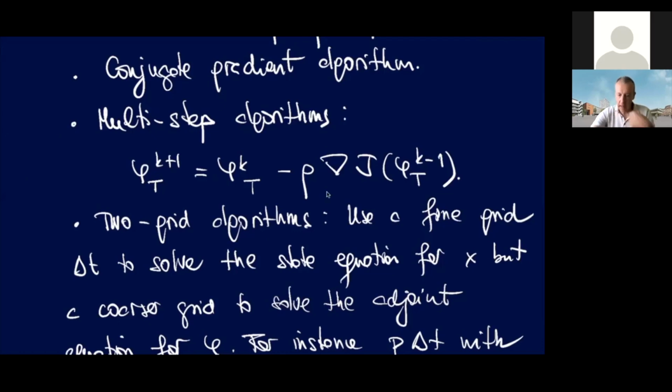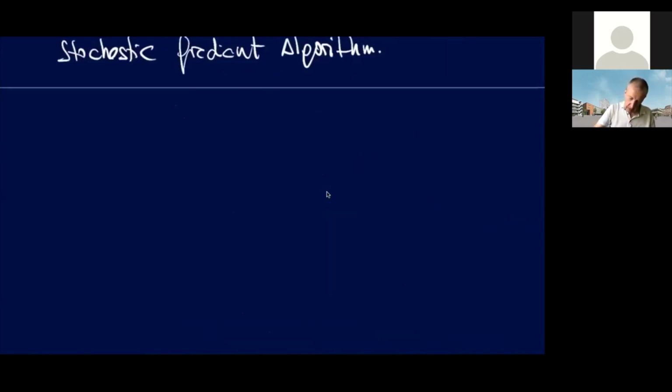How could I analyze this? So let me discuss this briefly. If I do the 2-step algorithm, the 2-step algorithm is phi k plus 1 equal phi k minus rho gradient j phi k minus 1.